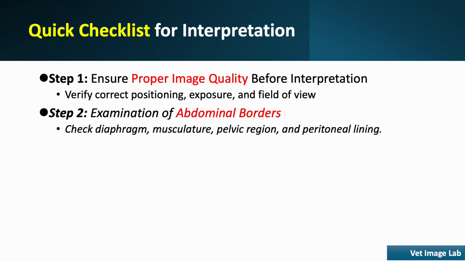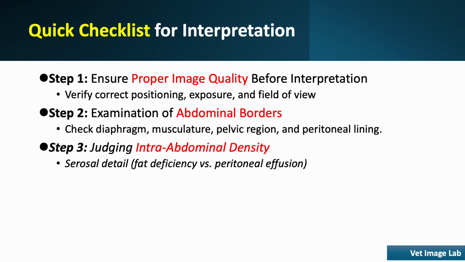Next, evaluate the abdominal borders. Carefully examine the diaphragm, musculature, pelvic region, and peritoneal lining to detect any structural abnormalities. Then assess intra-abdominal density. Determine whether serosal detail is adequate, and differentiate between fat deficiency and peritoneal effusion, which can both reduce visibility.